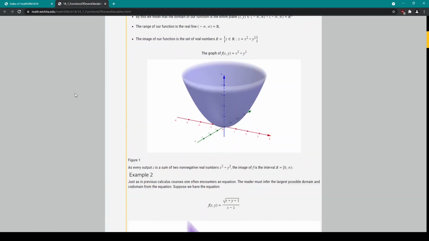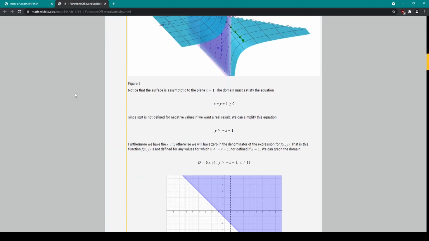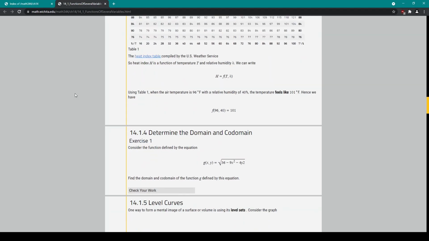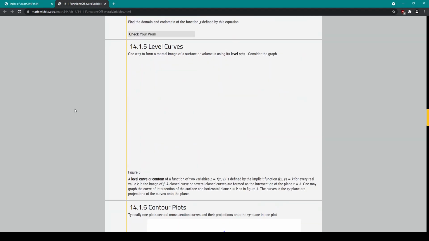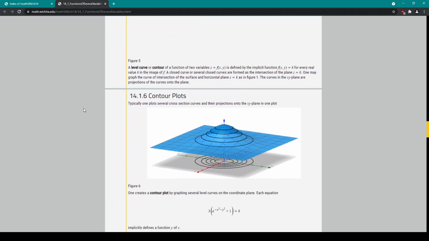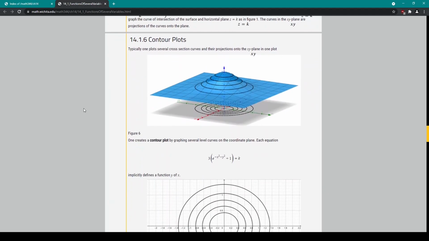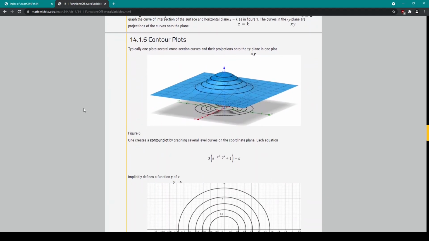So get down here. Again, several different representations for this function here. This is going to take a second to load. But here is the kind of thing I'm talking about.